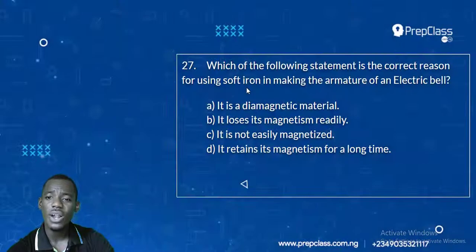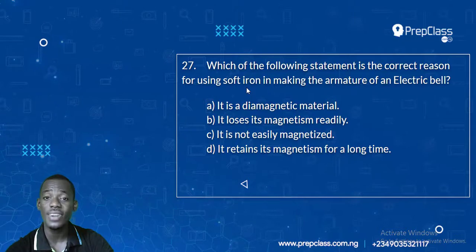Number 27 says, which of the following statements is the correct reason for using soft iron in making the armature of an electric bell? Do we have an electric bell at home? Do you have one? You know those electric bells, bam bam bam bam. Now inside the electric bell you use soft iron.